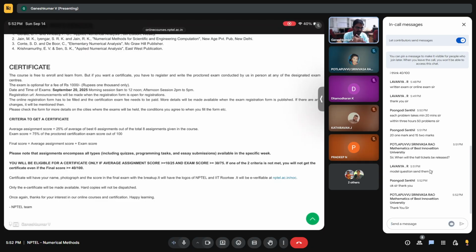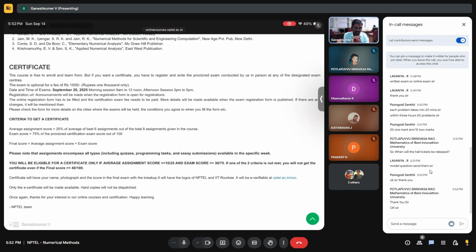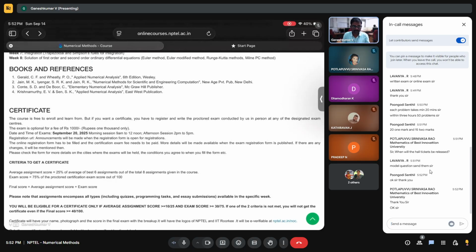The model question is same as your assignments. I do not have any more questions. But you can use the textbooks that have been given, right? You can use one of these four textbooks. There will be enough problems for you to practice.